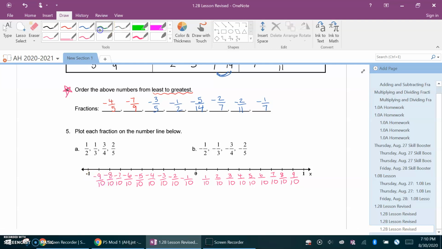So I'm going to be plotting A in green, and then we'll do B in a different color. For 1/2, that's the same thing as 5/10, so we're going to have this fraction here. If we look at 1/3, we know from what we did in class last week that 1/3 is 33.3 repeating percent. So that's just a little bit bigger than our 3/10, so we're going to put it to the right of our 3/10.